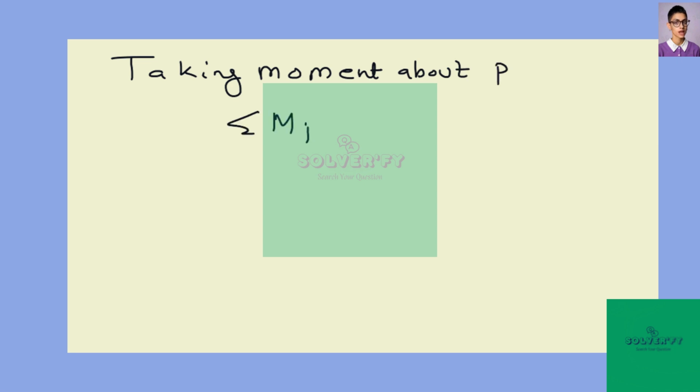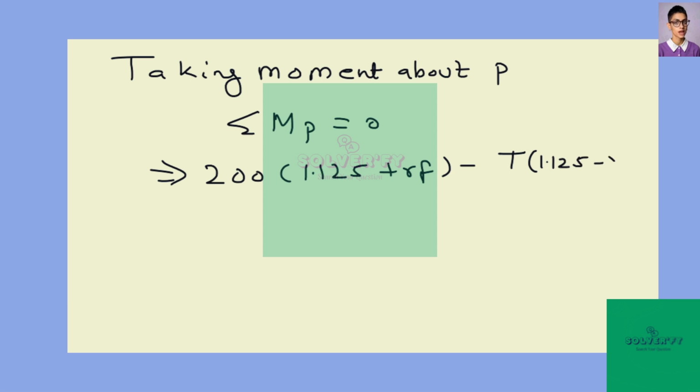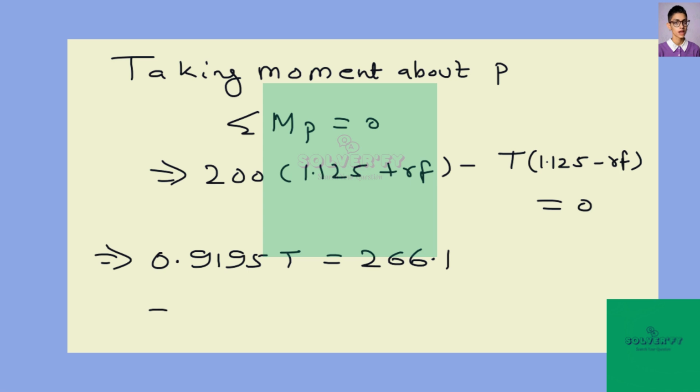On going further, we can take moment about point P. So, summation of MP is equal to 0. On writing the equation as I am writing here, and we will solve this equation to get the value. So 0.9195 T is equal to 266.1. On solving this, we get T is equal to 289.4 lb.